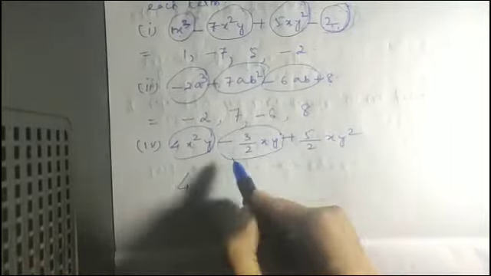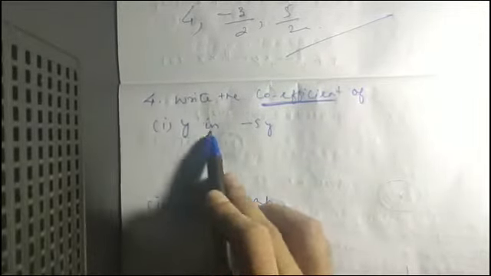Now let's see question number 4. Question number 4 is just like question number 2. They said here only coefficient, so according to that we are going to do. So what did they say? Write the coefficient of y in this term. We have to write down the coefficient of y in this term.